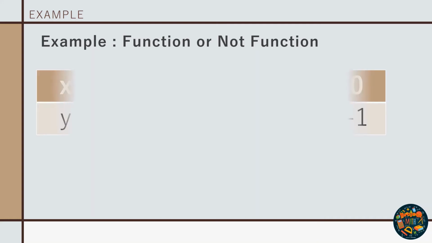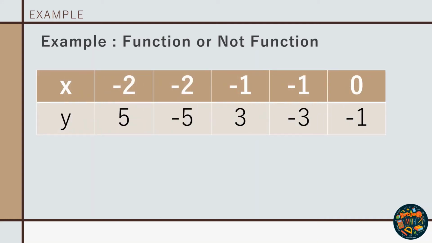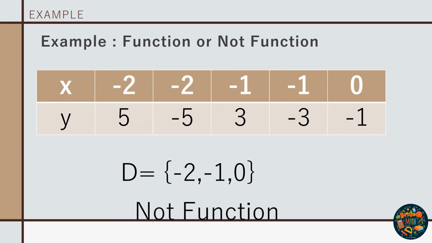Function or not function? Okay, so let us see the value of x. We have -2, -2, -1, -1, 0. So we can write the domain as -2, -1, 0. Kung mapapansin ninyo, there is a repetition on the abscissas or on the x values. Kaya, this is not a function.